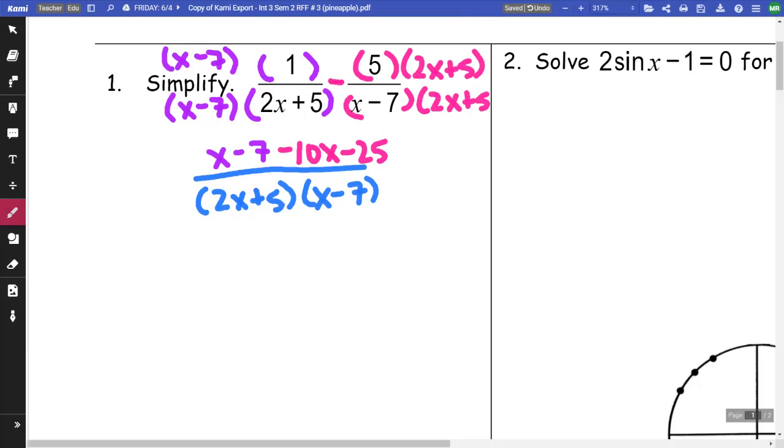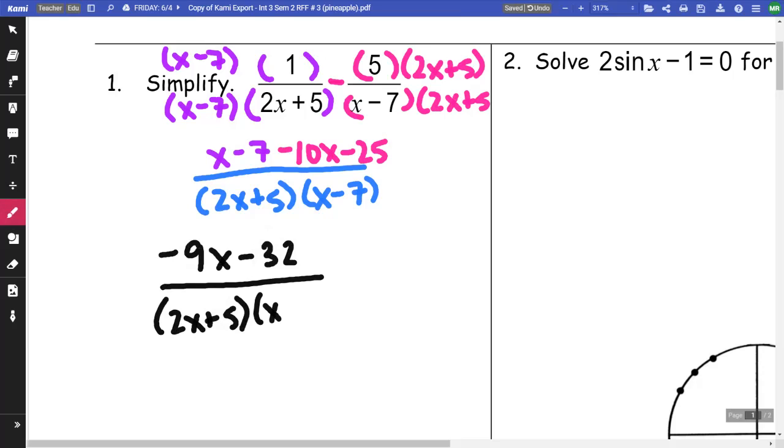So I'm going to combine like terms, and I'm going to get a negative 9x minus 32 over 2x plus 5 times x minus 7. And that's our answer.